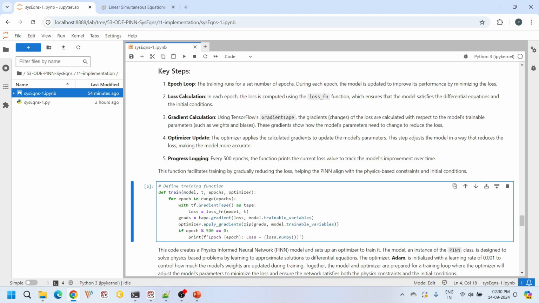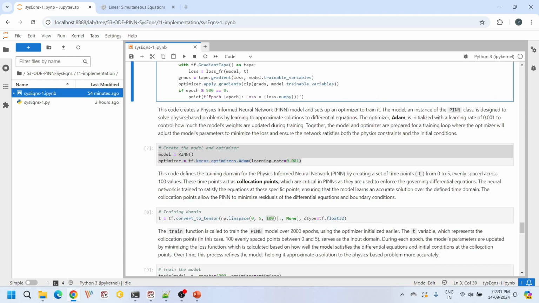So in the first process, we set up some number of epochs. All the remaining steps will repeat for this specified number of epochs, and in each epoch we evaluate the loss function and the gradients from the loss function, and we do the weight update. Then for every 500 epochs we will print the loss from the neural network. That's what we are basically doing in this train function.